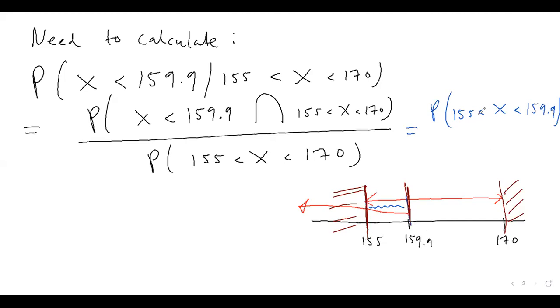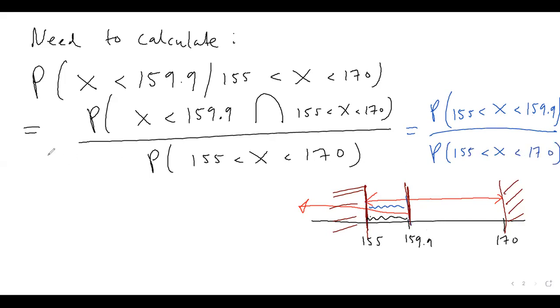159.9. Okay, so we've got to select someone in this intersection gap region between the two horizontal lines. So the probability that we select someone with a height between 155 centimeters and 159.9 centimeters, right? Finally got it right. Okay, and we're going to divide that by this probability here. So I'll just keep the writing in blue just to be consistent. Probability that your height is between 155 and 170.